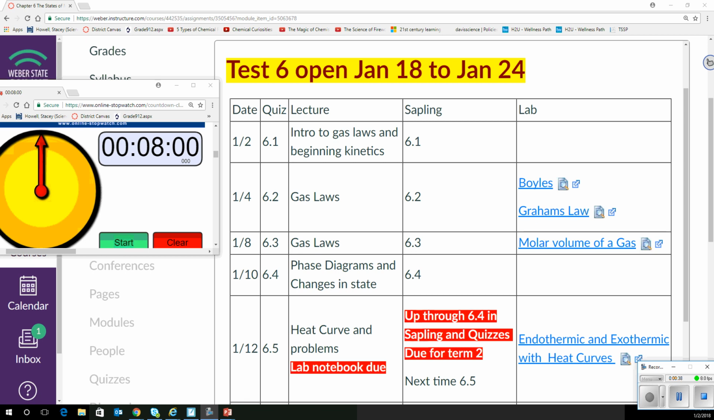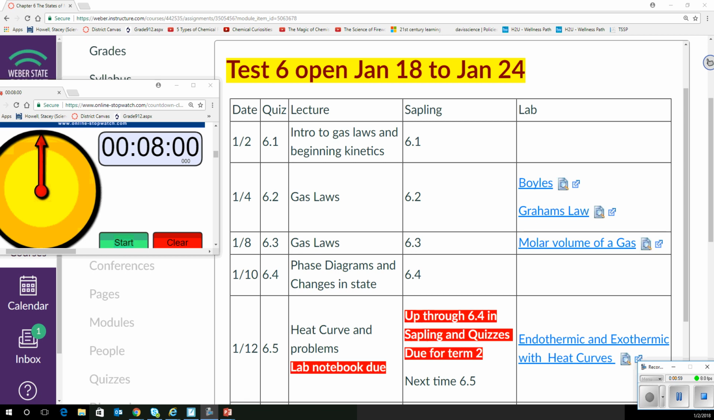We'll talk about phase changes and states of change, and then we'll do a heat curve with problems and a heat curve lab the next time, and your lab notebook will be due that day. So it goes on this term, okay? Also, Sapling up through 6.4 and quizzes up through 6.4 are due by the 12th. The other ones will be due next term.